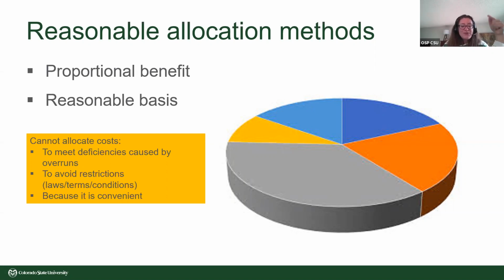You have to figure out a way to find some reasonable estimation of how much time each of these techs is working on each of these projects. Document that. You can't do it just because it's easier or convenient. So for the purposes of the exam, this is what you really want to pay attention to here, is when you cannot allocate costs because of these reasons.